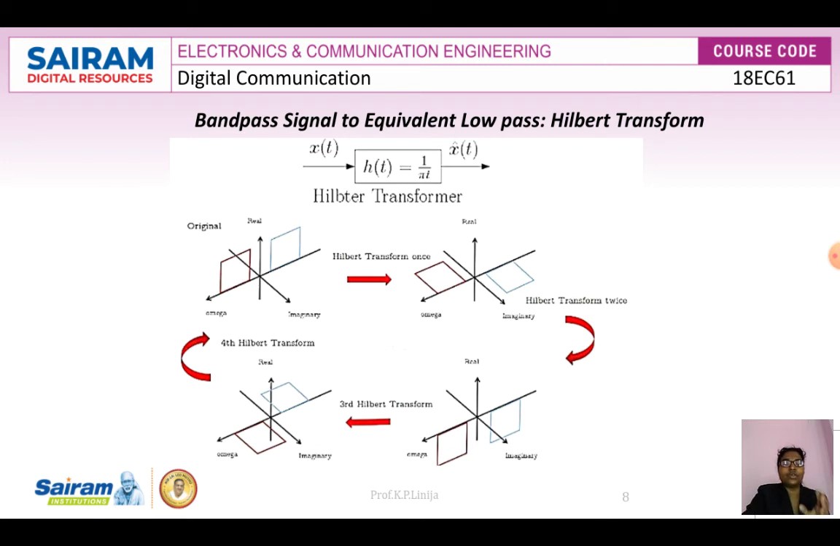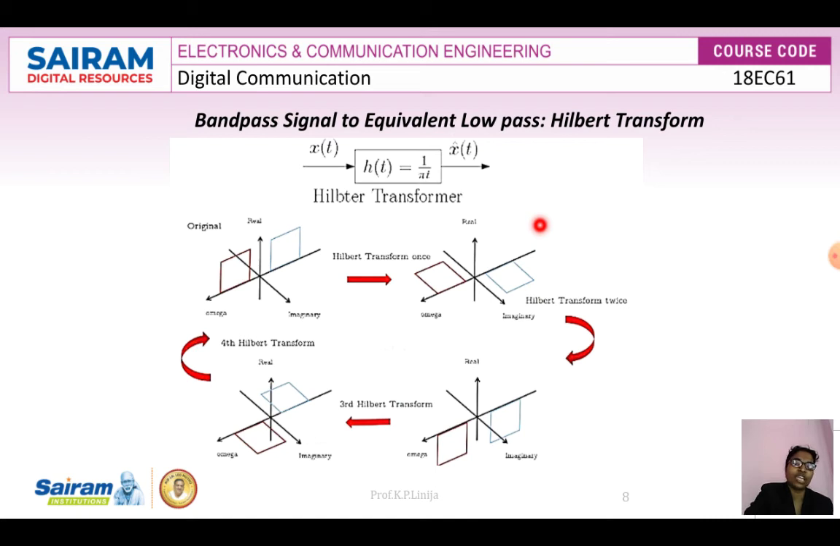You assume that you are going to give an x of t signal, and the time function 1 by pi t, into the Hilbert transformer. First this is our original signal, along with the real axis and also the imaginary axis as given. You apply this original signal one time to the Hilbert transformer. The output of the first-time Hilbert transformer is, you see, the same signal shifted by 90 degree over here. Clear? Yes.